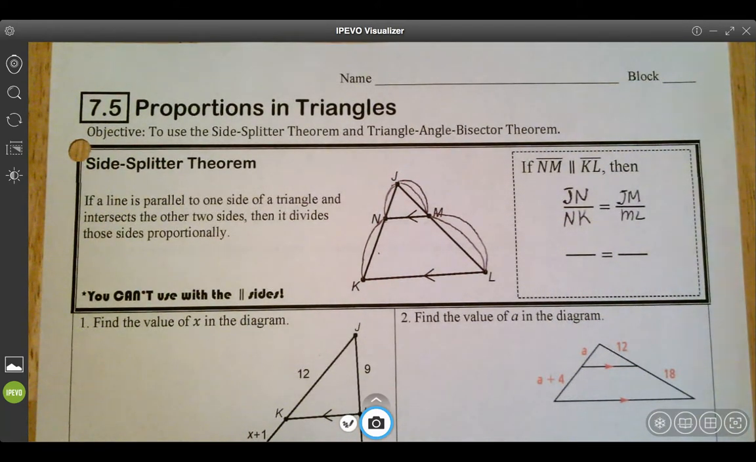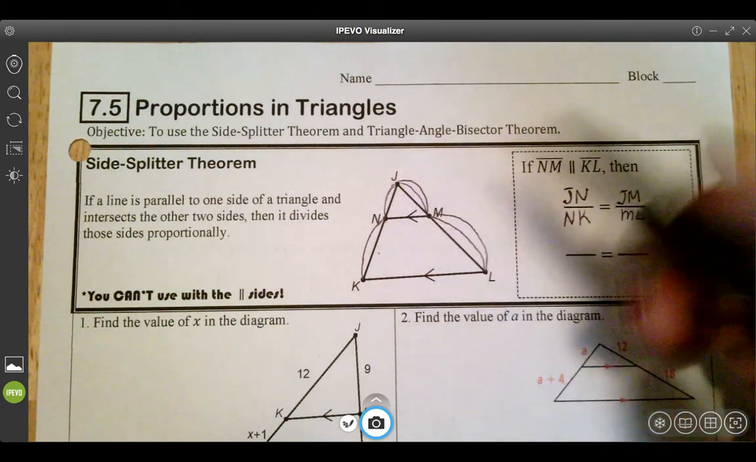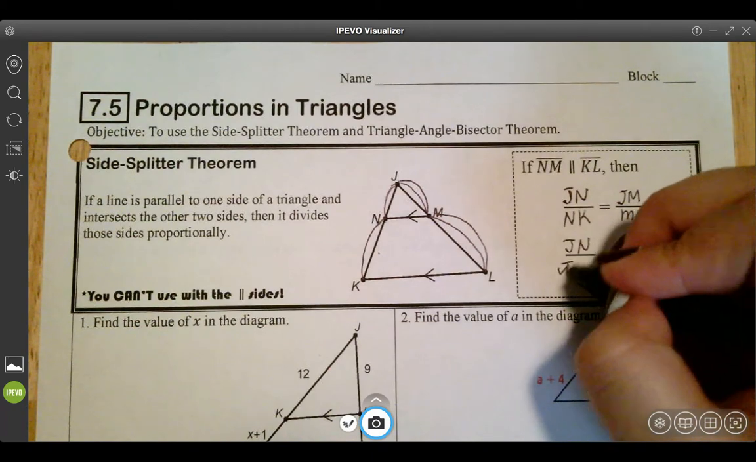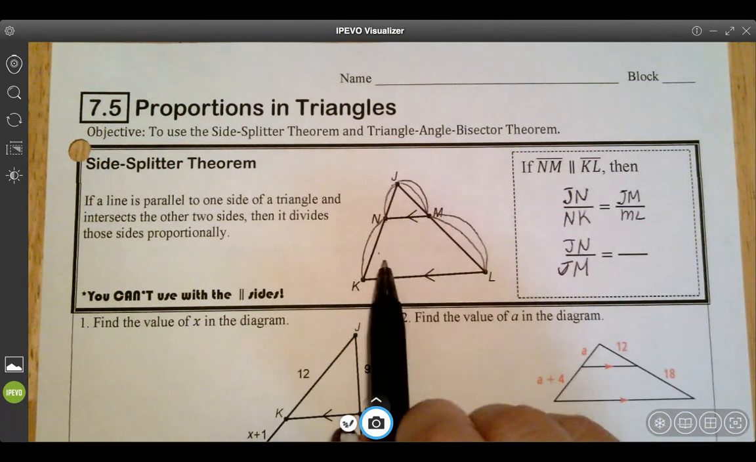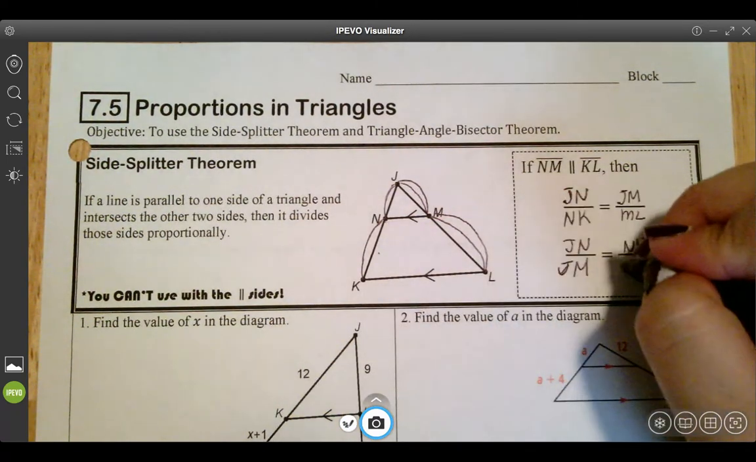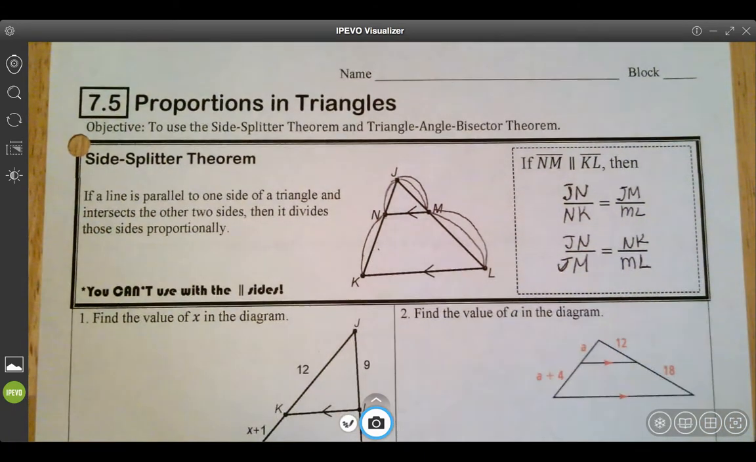Okay, we can also, instead of doing two sides in a row, do it by level. So we can say JN over JM equals, we did left then right, so we'll do left then right, NK over ML. So two different ways that we can set up that proportion.